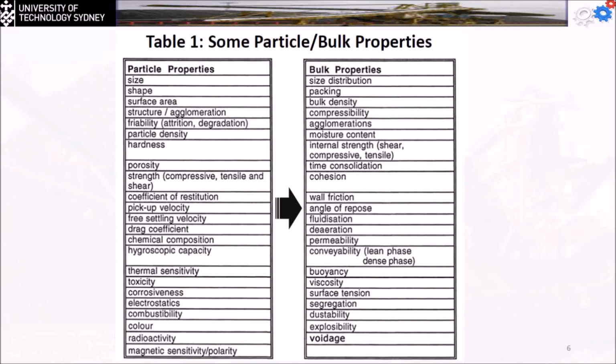The compressibility is the ability to be compressed, and we have to care about this one, especially when we're designing the silos and bins. The moisture content, the internal strength, the time consolidation, the cohesion, we're going to go through these in the next lecture.